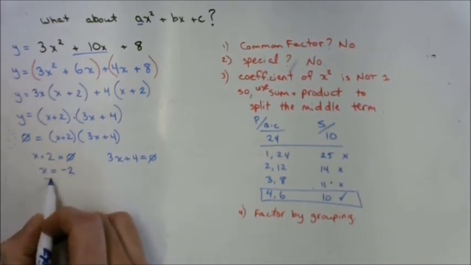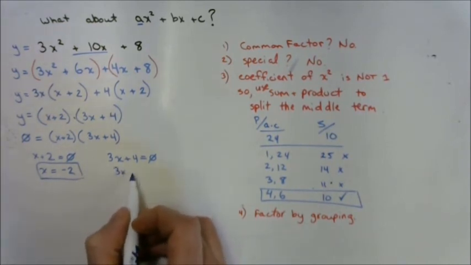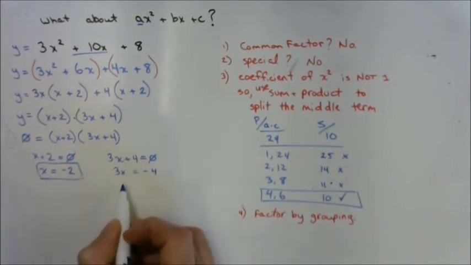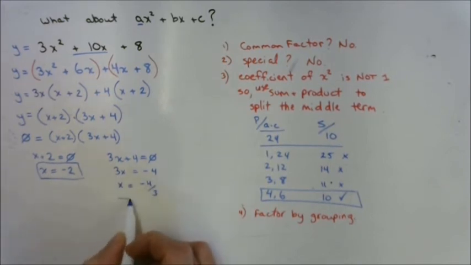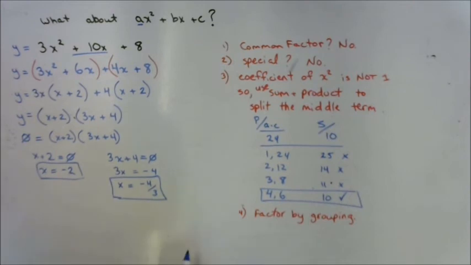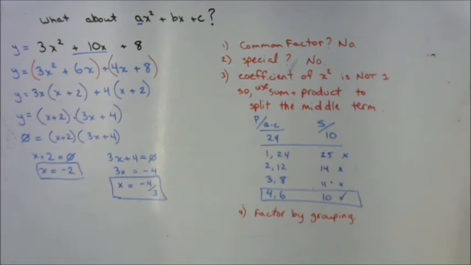So the solutions, one of them is x equals -2. Over here, I'm going to subtract 4 from both sides, then divide both sides by 3. Find the other solution, which is -4/3. There's your crash course in factoring.